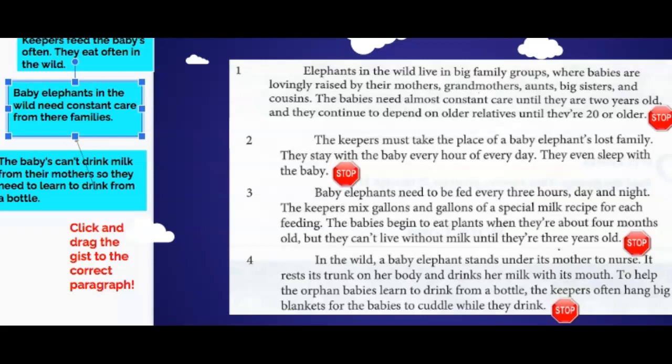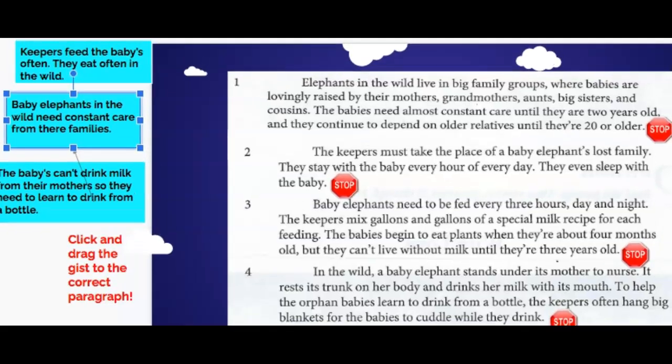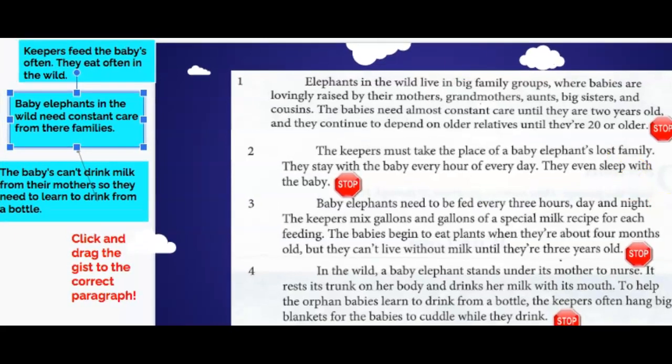So now I need to look at my options. Here we have some gisted options already for us, and we need to decide which one fits the best. After reading that paragraph, I learned that elephants need constant care until they're 20 or older. It says they need constant care until they're 2 years old, but they still depend on their relatives until they're 20 or older. So elephants need a lot of care from their families. Let's see which choice matches that.